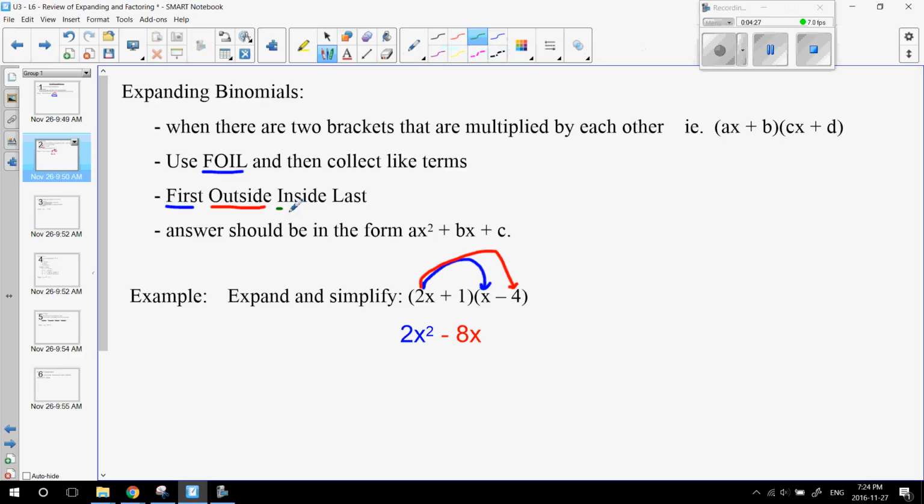Then we'll do our inside. And our inside are the ones that are the innermost piece of the bracket. So this 1 here is in the middle, and this x here is in the middle. So we multiply those.